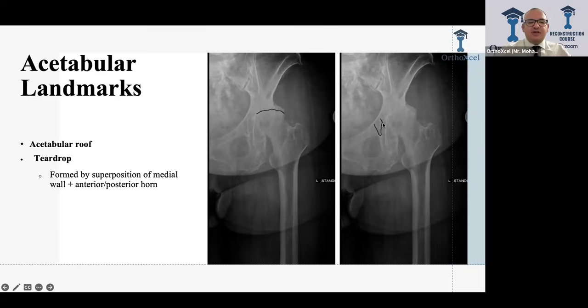If my acetabulum is retroverted or anteverted, I need to be sure from a frog lateral view, because this will change my mind. If I have a retroverted acetabulum, I know that I need to anteverse my cup more. If I have an anteverted acetabulum, I need to know that I don't need to anteverse a lot, because the acetabulum itself is actually inherently anteverted.